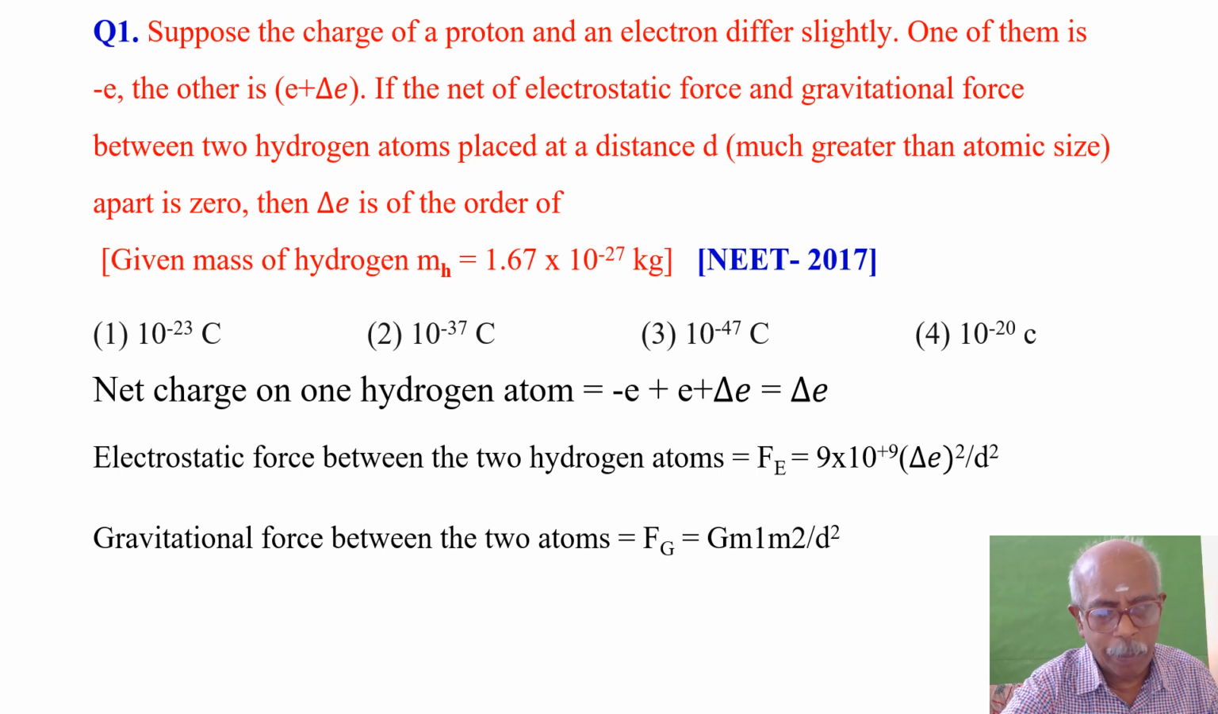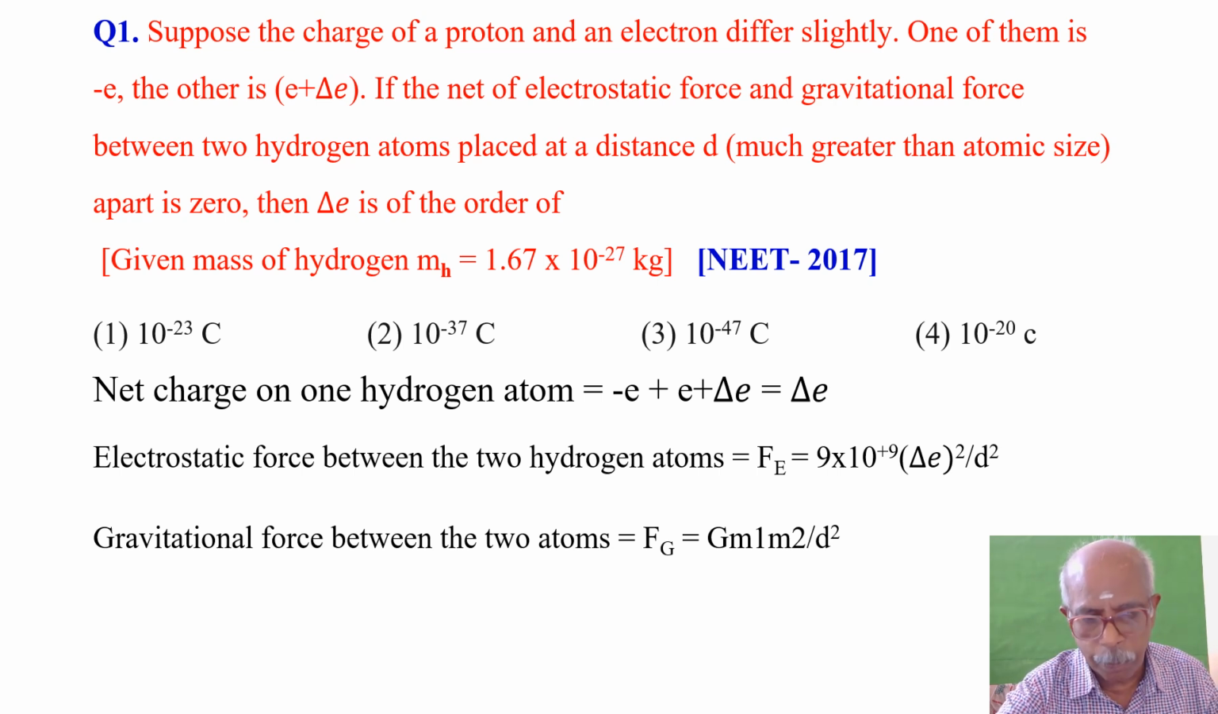Option 1, 10 power minus 23 coulomb. Option 2, 10 power minus 37 coulomb. Option 3, 10 power minus 47 coulomb. And the last option is 10 power minus 20 coulomb. This question has been asked in the NEET examination in the year 2017. Given that the mass of a hydrogen atom is 1.67 into 10 power minus 27 kilogram.